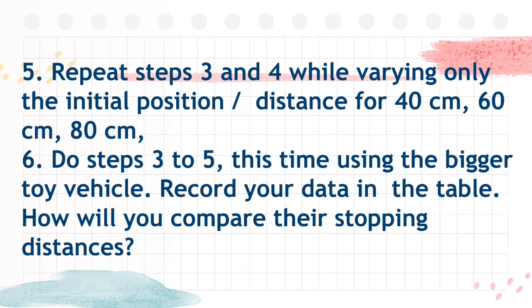After that, repeat steps 3 and 4 while varying only the initial position distance: 40 cm, 60 cm, 80 cm. Lastly, do steps number 3 to 5, this time using the bigger toy vehicle. Record your data in the table. How will you compare their stopping distances?